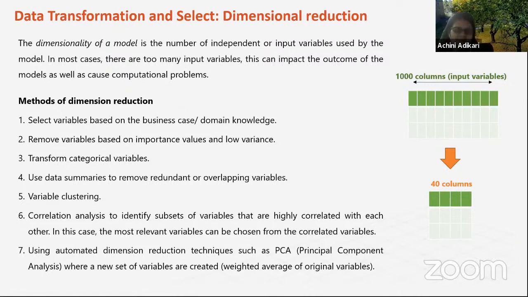So that can actually impact the accuracy of the predictive models, because we are using a lot of data, and sometimes those data can be not relevant as well, and that can also cause high computational power, and that can cause problems. So in a case where we have a lot of input variables, we need to condense that. We need to make it a smaller data set by using dimensional reduction techniques. So in that way, we end up with only a few variables which are really important.